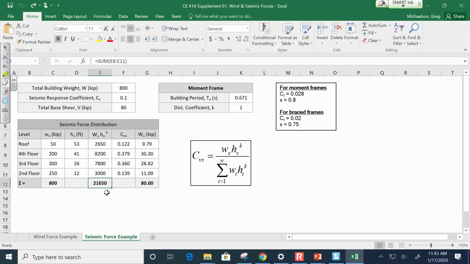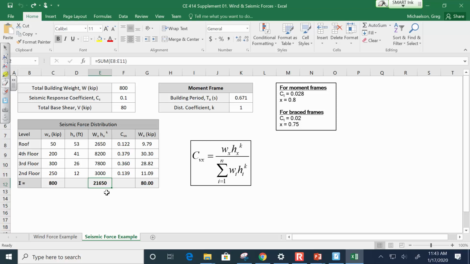So let me ask you this. Without doing any math, if I summed up all these, what should I get? 1, right? Because this is just a weighted percentage. That's all this equation is. I know it looks nasty, but for a given story, it's just that value divided by the sum. That's all it is.